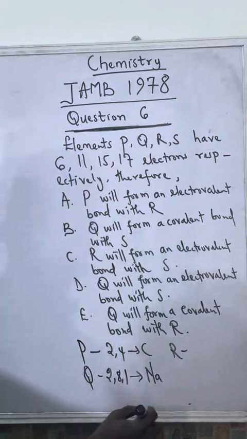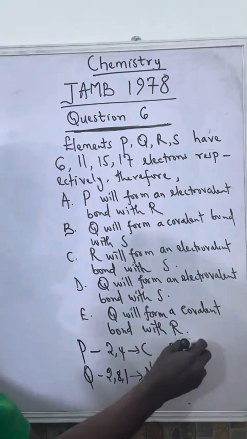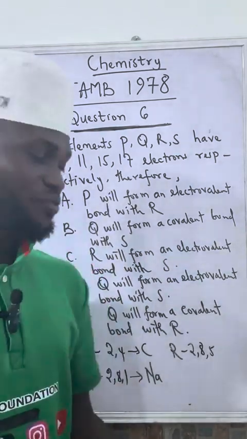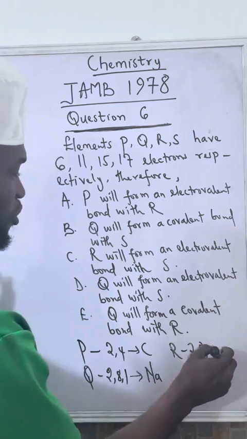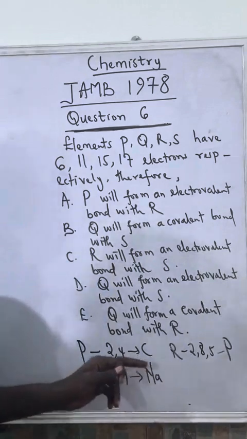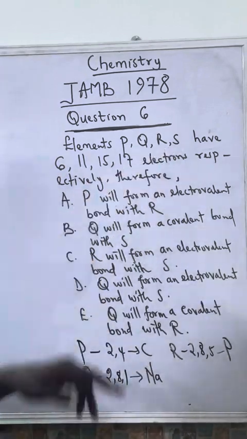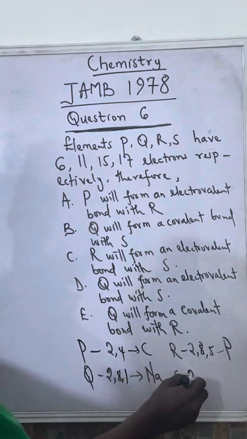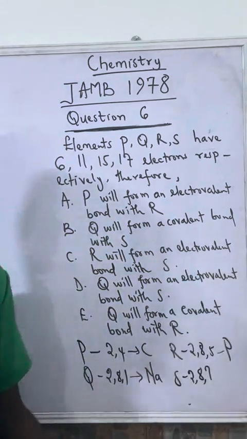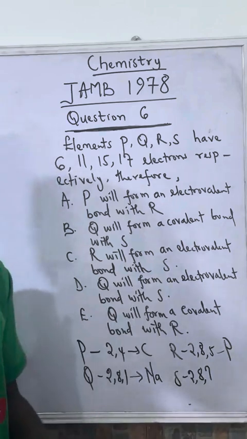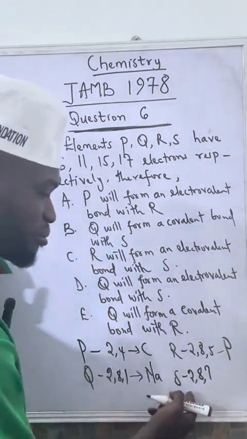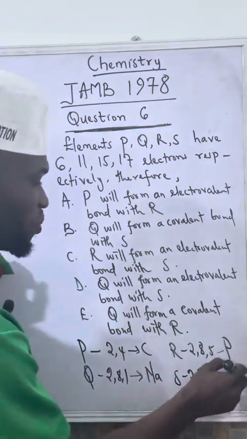Let's write the atomic number of R, which is 15. That will be 2, 8, 5. So which element is number 15? That is phosphorus. So next is 17, which is S. That's 2, 8, 7. So this belongs to group 7, the halogen family. So this element with atomic number 17 is chlorine, no doubt.